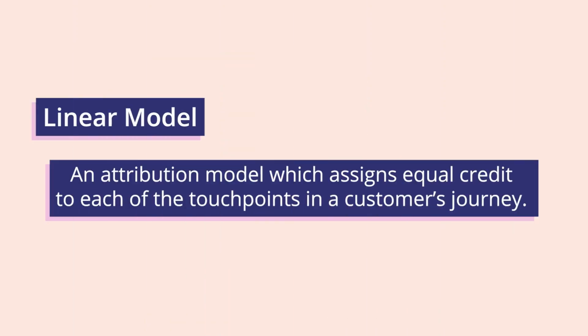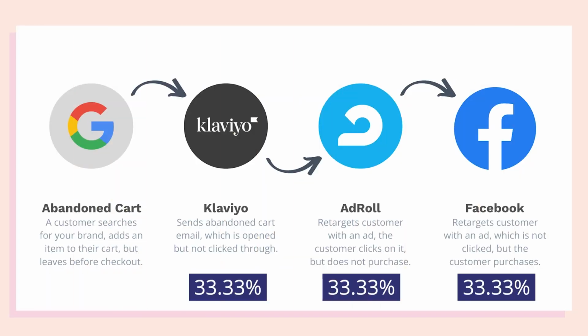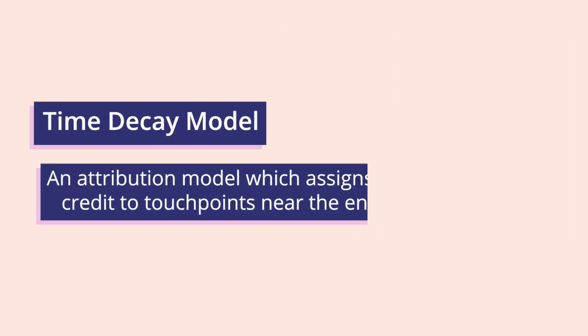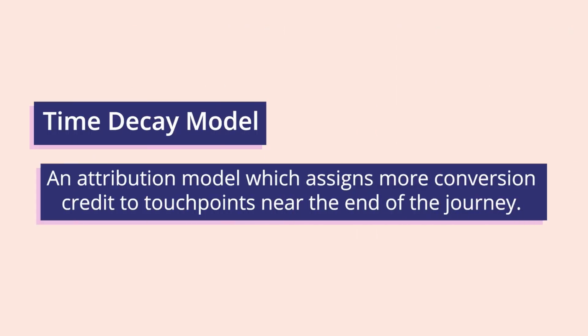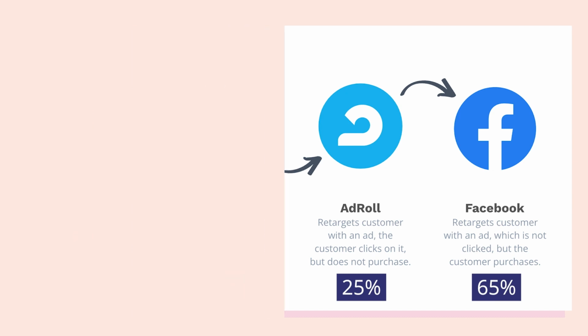A linear attribution model gives equal credit to each of the touch points in a customer's journey. So in this case, Klaviyo, AdRoll, and Facebook would each receive 33% of the conversion credit. In a time decay attribution model, more conversion credit is given to touch points near the end of the customer journey. For this example, Klaviyo would receive 15%, AdRoll would receive 25%, and Facebook would receive 65%.